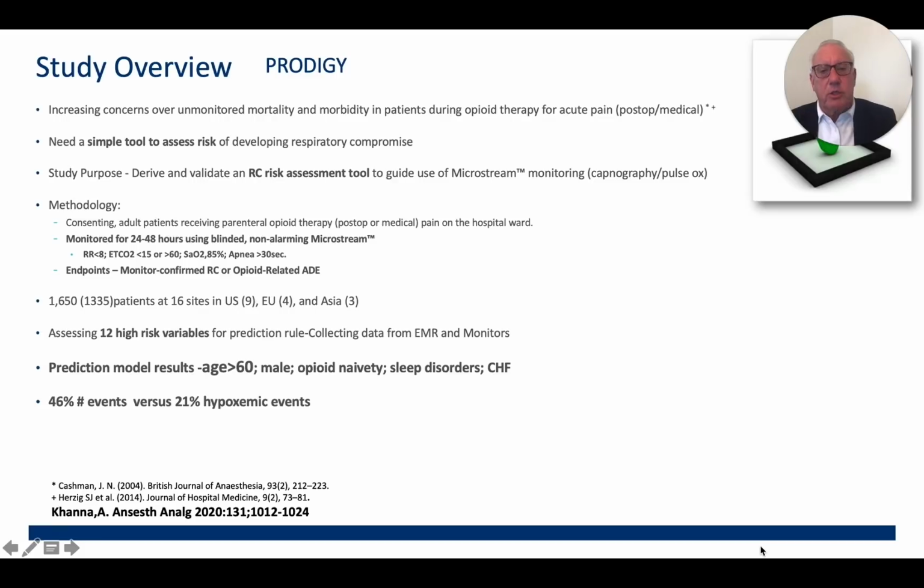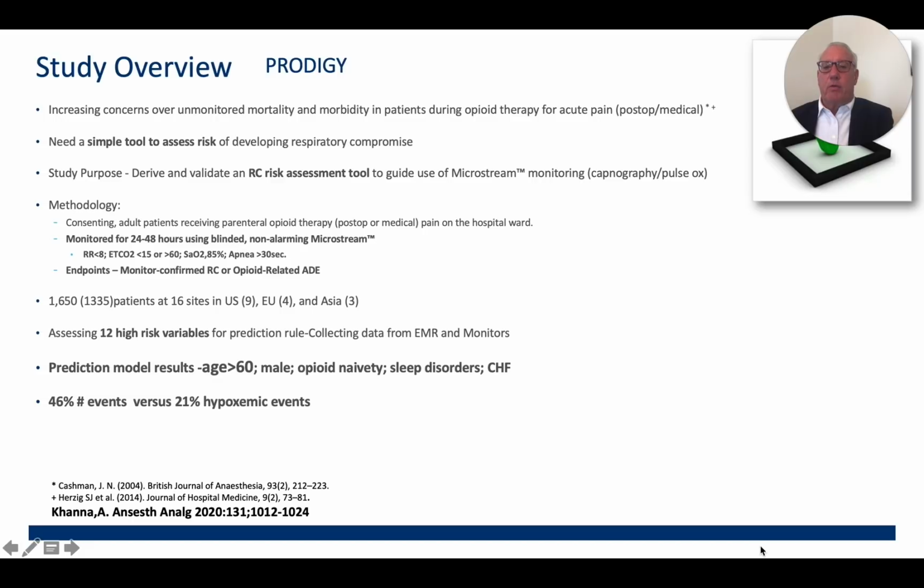And there was an initial study done called the Prodigy study. And as you can see at the bottom, Ashish Khanna just published in Anesthesia Analgesia in 2020 the results of the Prodigy study, which looked at predicting postoperative respiratory depression on the general ward. And their risk assessment tool was guided by the use of capnography, where they monitored patients for 24 to 48 hours using blinded, non-alarming capnography. So these individuals were blinded to it.